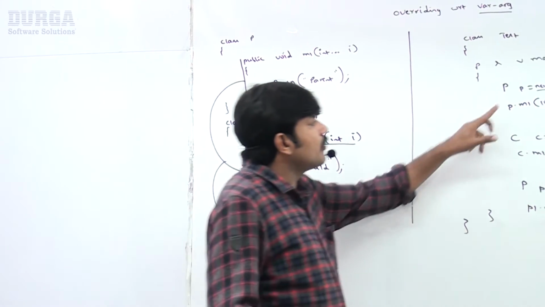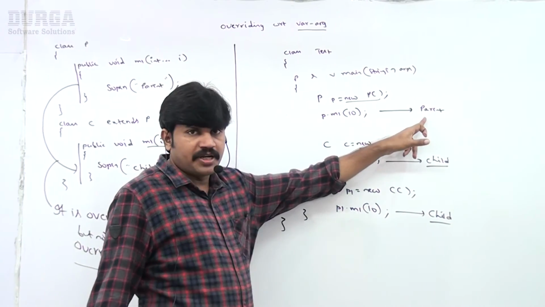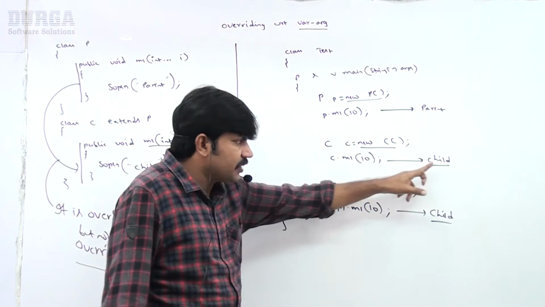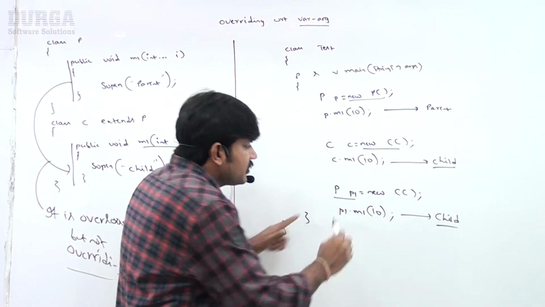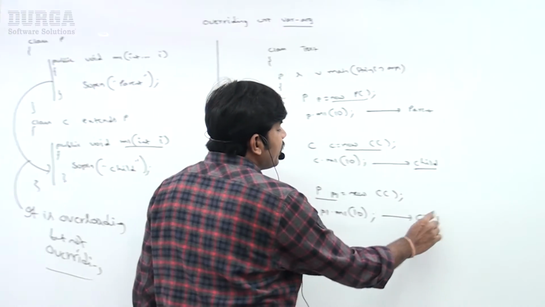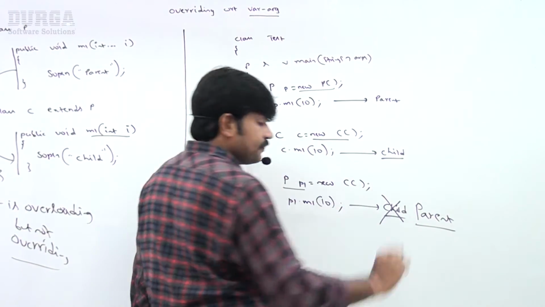That's why, here, which reference am I using? Parent reference, parent method. Child reference, child method. Which reference am I using? Parent. That's why the output we are going to get is parent but not child.